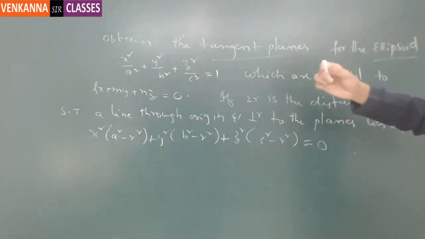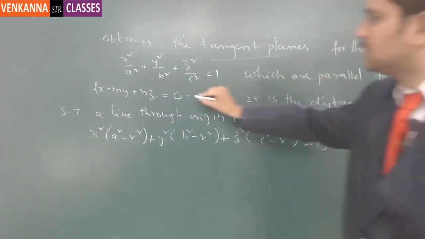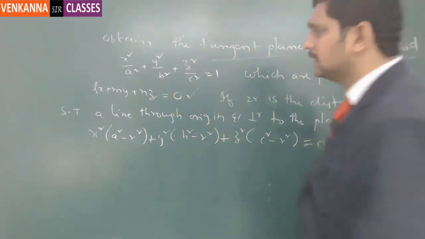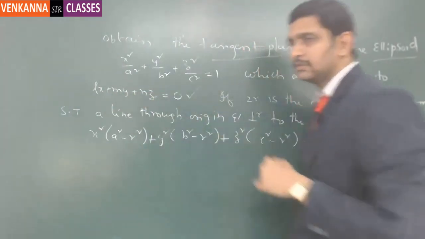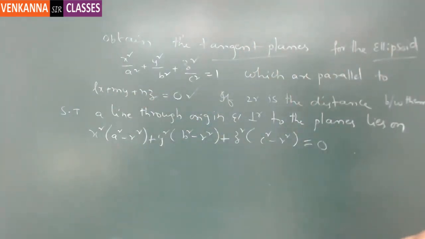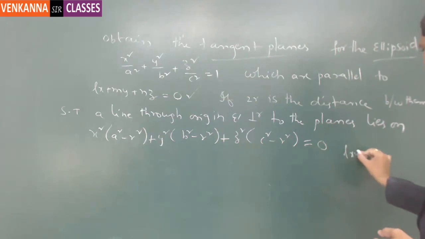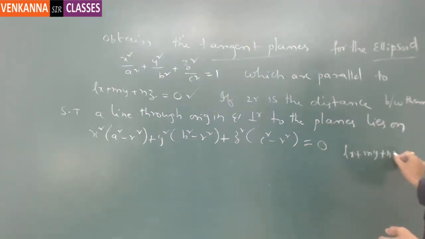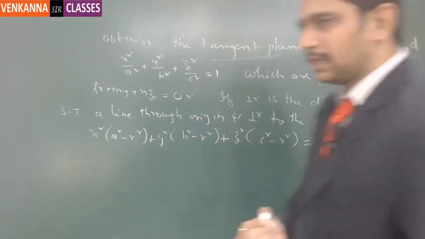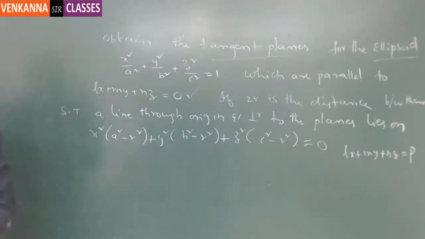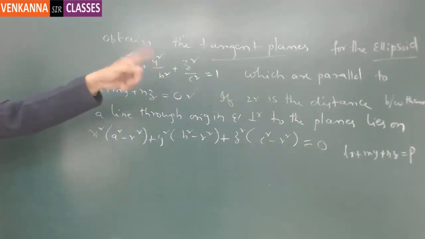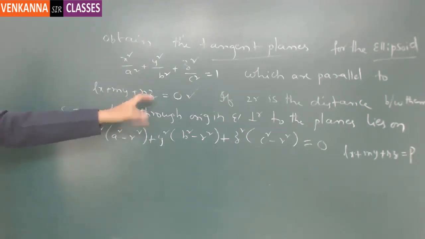And what is the property of the tangent plane? It is parallel to this plane. So observe that this plane is passing through the origin. So whenever you write the plane equation which is parallel to this one, it is nothing but Lx plus My plus Nz is equal to some constant, say P. Accepted? Because we are going to write the parallel plane equation for this first. And we have a specific value for P also.